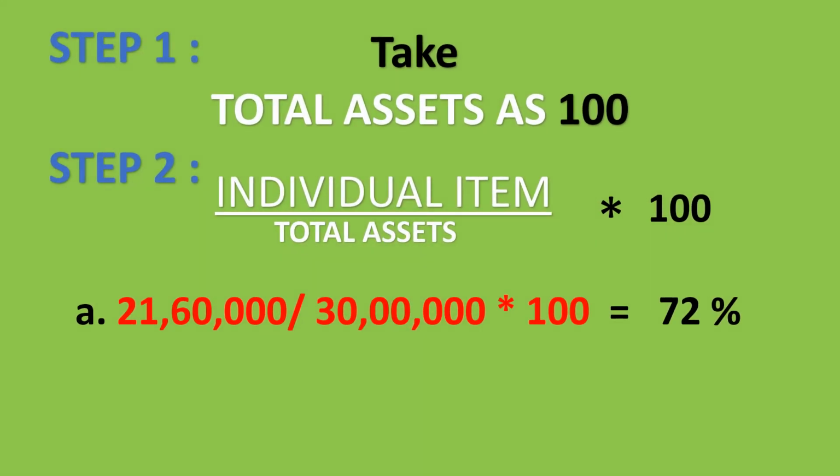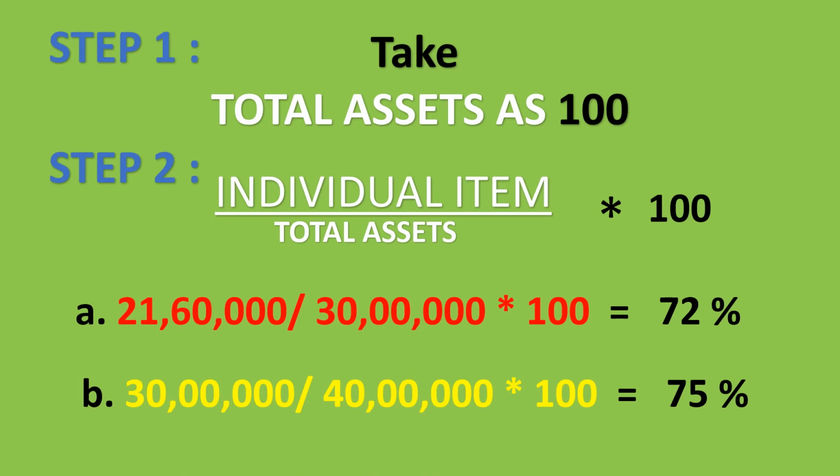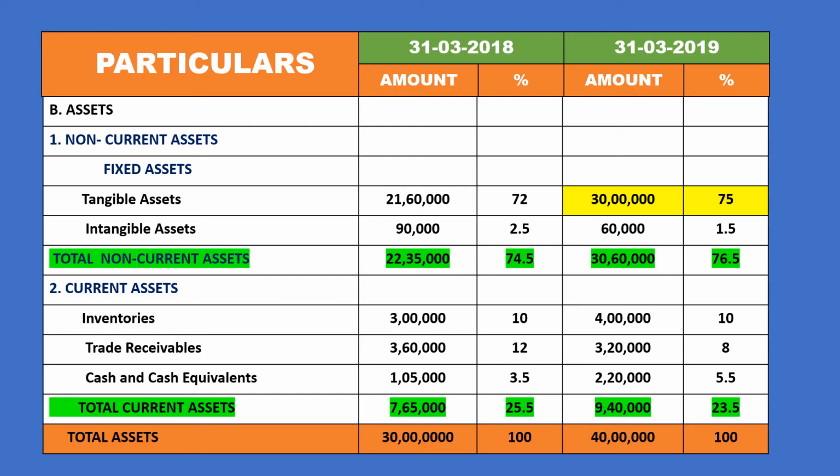Next, if we go to the year 2019, the total assets is 40 lakh rupees and the tangible asset is 30 lakh rupees. So 30 lakh divided by 40 lakhs into 100, you will get 75 percentage. As you can see for the year 2019 also, it is highlighted in the yellow color, that is tangible assets is 30 lakh and the percentage we calculated is 75 percentage. So how do you understand this? Out of total assets, that is 100 percentage, 75 percentage of the assets is the tangible assets. The reason I am giving this explanation is that it will be helpful for the interpretation.